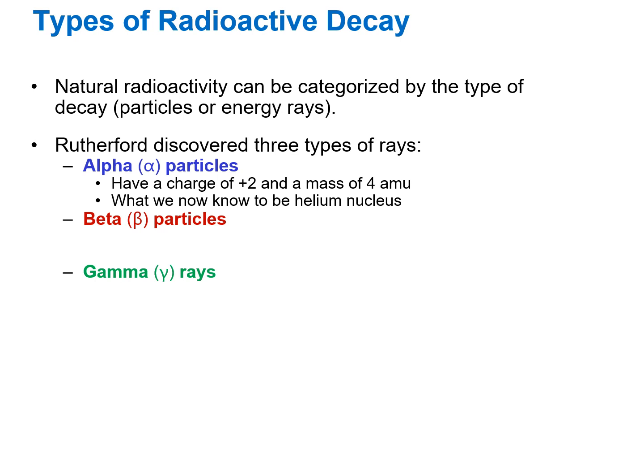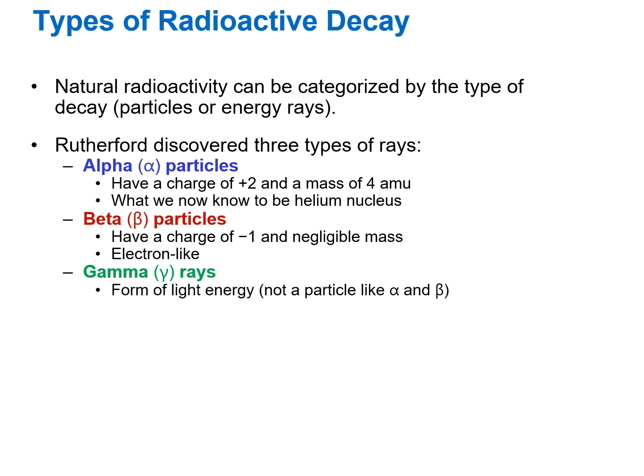Then we have beta particles. Now, beta particles are going to have what amounts to a charge of -1, and it's going to have virtually no mass, and it's going to be more like an electron than a big old nugget that looks like the helium nucleus. And then lastly, we have these gamma rays, and this is a form of light energy, and it's not particle in nature. We associate the particles with the alpha rays and the beta rays. Gamma rays are pure energy.